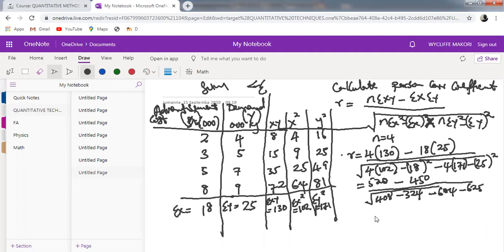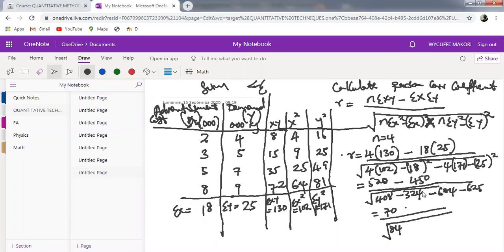So 520 minus 450, which is actually 70, over the square root of 408, sorry, minus 324. 408 minus 324, which is actually 84.